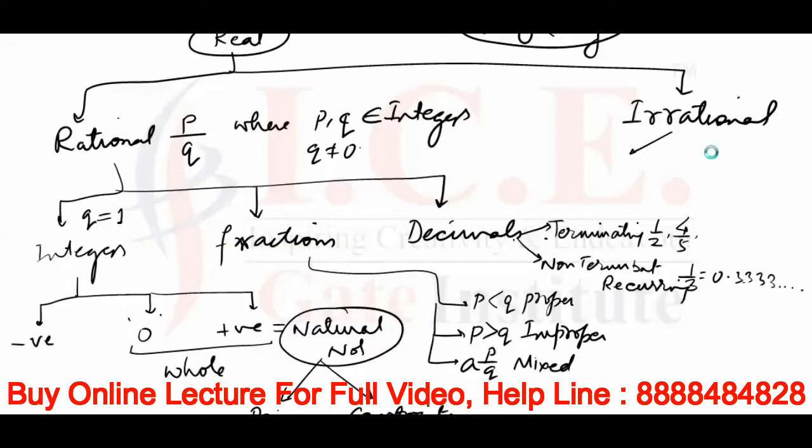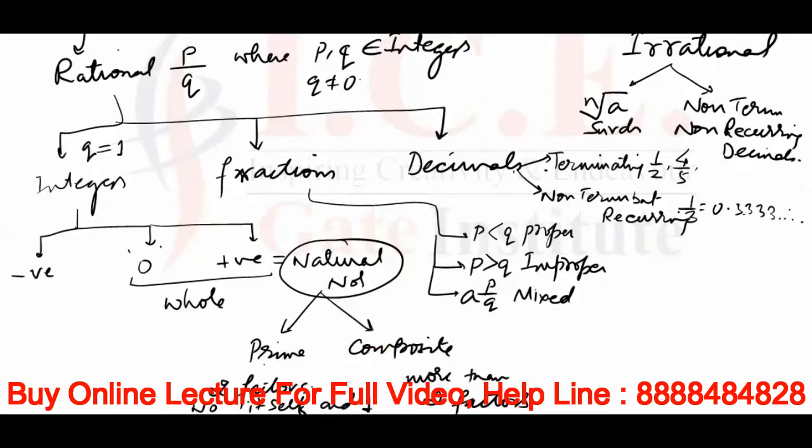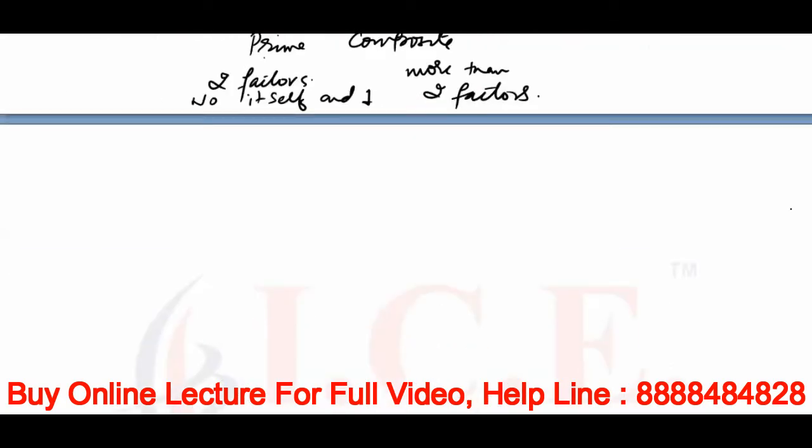Irrational numbers can be classified into two ways. One is nth root of a, which are called surds, and second, non-terminating, non-recurring decimals. So this is a comprehensive chart of numbers. Integers can further be classified into two ways. Either the integer is an even integer or it is an odd integer.